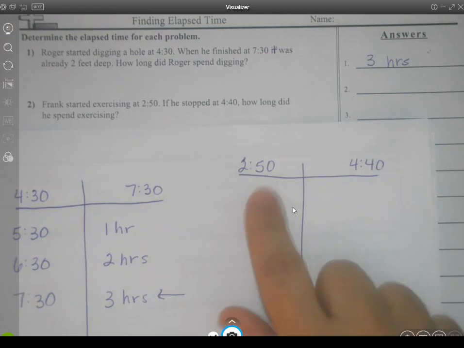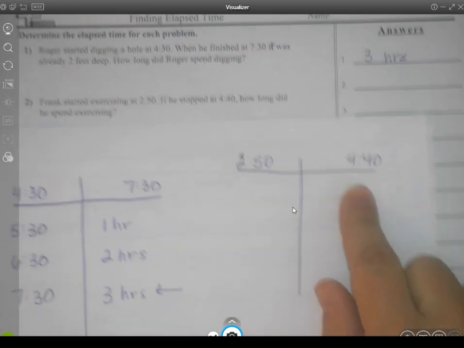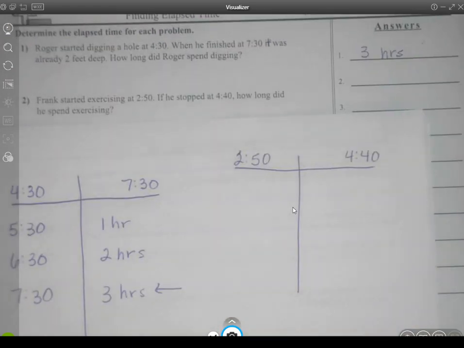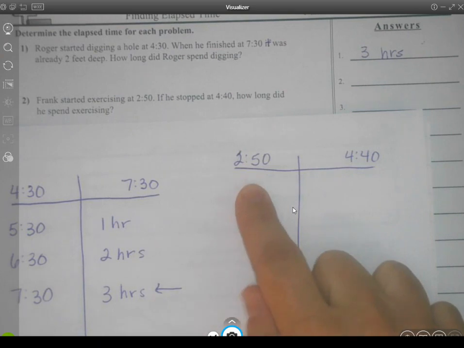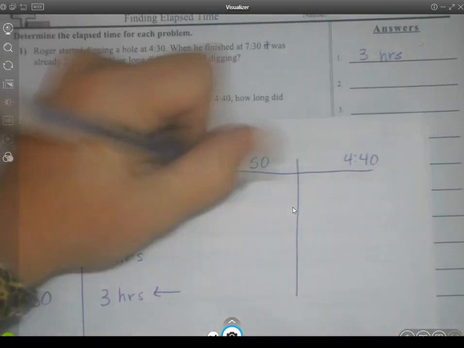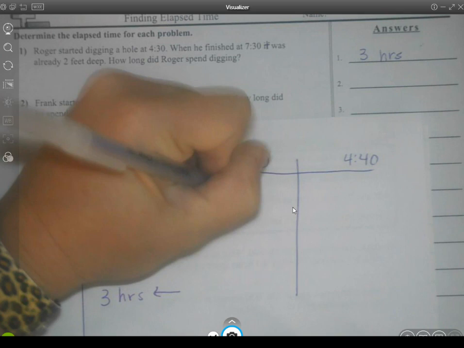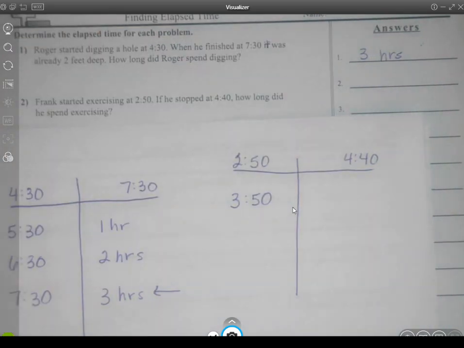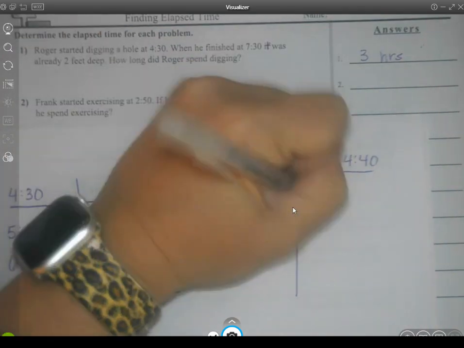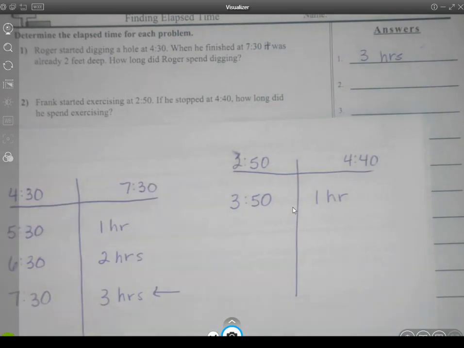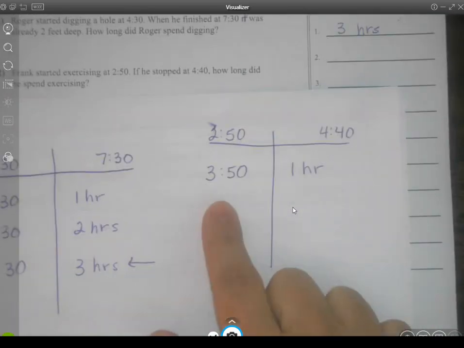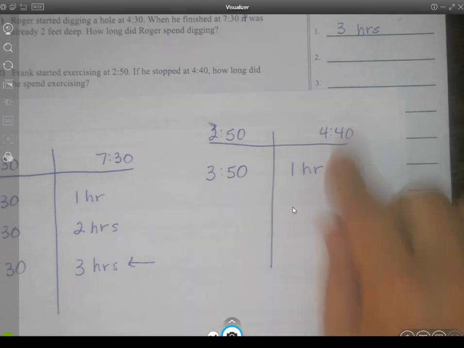So if we start at 2:50 and we go to 4:40, this is a good example of not just counting on by the hour, but we're going to have to include some minutes as well. I know I want to start with the hour. I'm just going to go 1 hour later to 3:50. Okay, so now I have 1 hour that has passed. Now be careful, you guys, because if you go one more hour, you're going to get 4:50, all right? And you've gone over 4:40 if you get to 4:50.